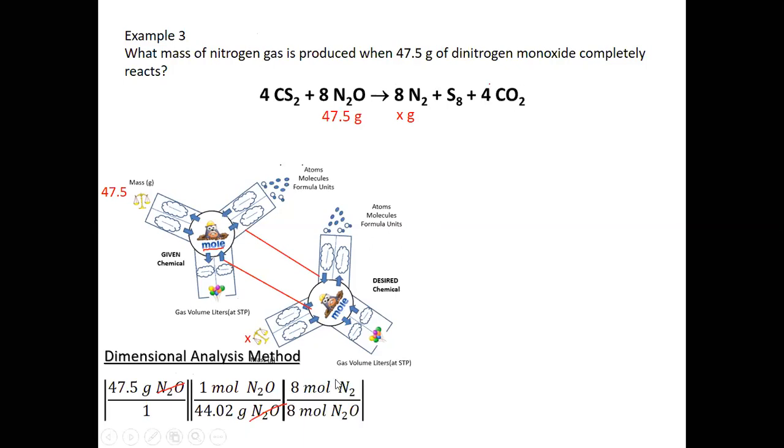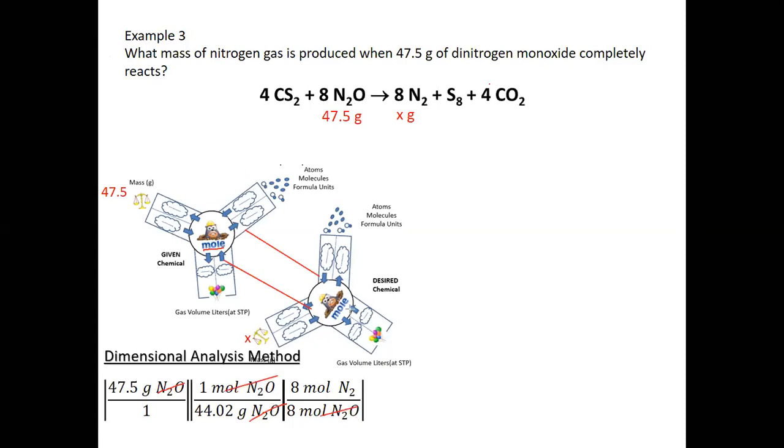What we want to turn it into is nitrogen. It goes on the top. What we want to get rid of is called dinitrogen monoxide. That goes on the bottom. And we plug in the coefficients where they belong. 8 moles of dinitrogen monoxide for every 8 moles of nitrogen. That allows us to turn this into a new quantity. The new quantity is now what we would call moles of N2.